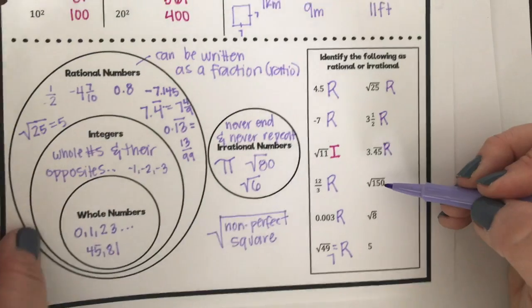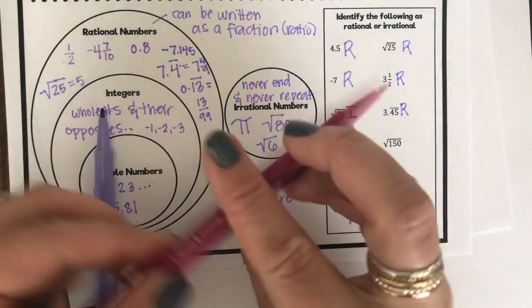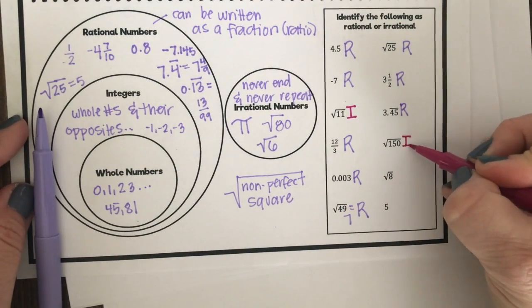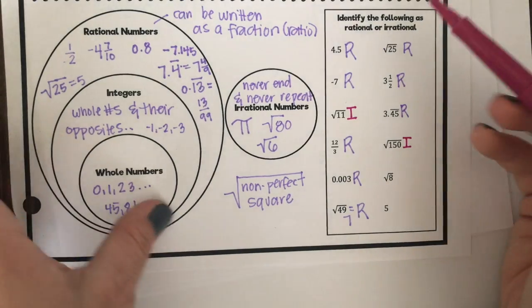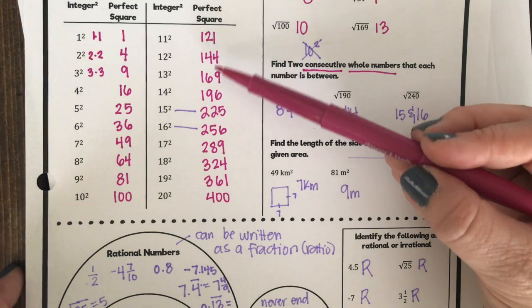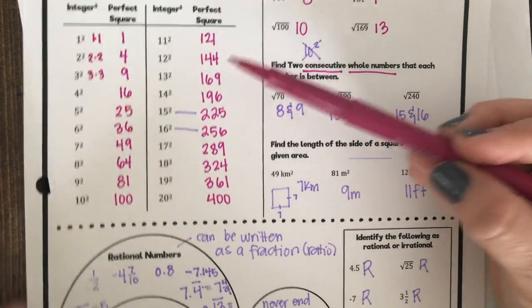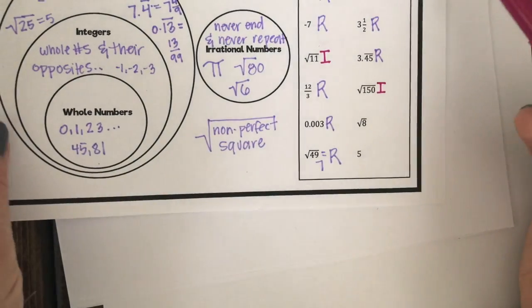Square root of 150, okay, well, is there a number that times itself gives me 150? Nope, so that makes this one irrational. Okay, I can even go back up here and say, well, I know that 150 is in between 12 and 13, the square root of 150, but it's going to give me a decimal that never ends and never repeats.